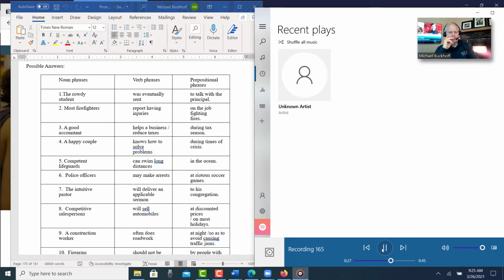So the end of the thought group, that's where the tone's going to go up slightly. A happy couple knows how to solve problems during times of crisis. No, during, you're putting too much stress on the beginning. Your tone is off, way off. Competent lifeguards can swim long distances in the ocean.